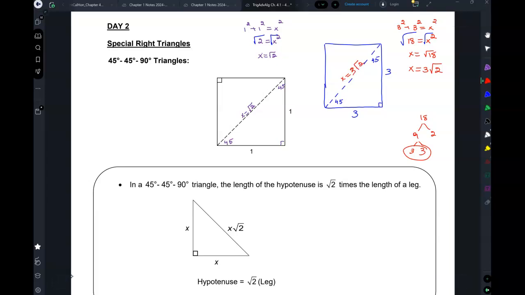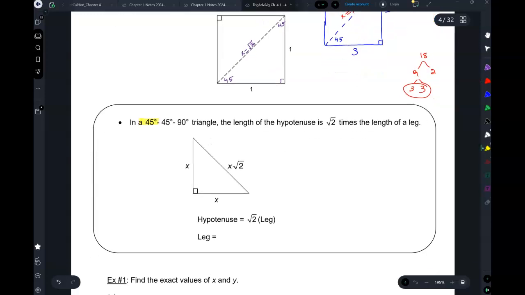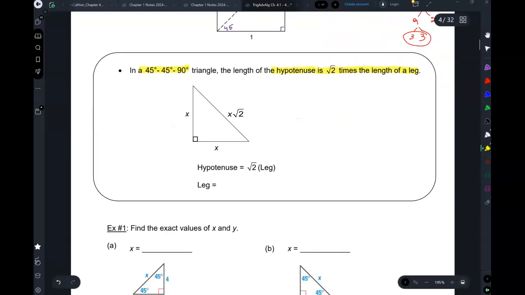Okay, and do you see we did it by the Pythagorean theorem with a different side length, and we got the leg times root 2. And you can do it with any side length of a square. You would always get the leg times root 2 for this side, even if you did it in France, even if you did it in the southern hemisphere, right? So that tells us that in a 45, 45, 90, the length of the hypotenuse is root 2 times the leg, okay? So this you have to memorize. The hypotenuse is root 2 times the leg.